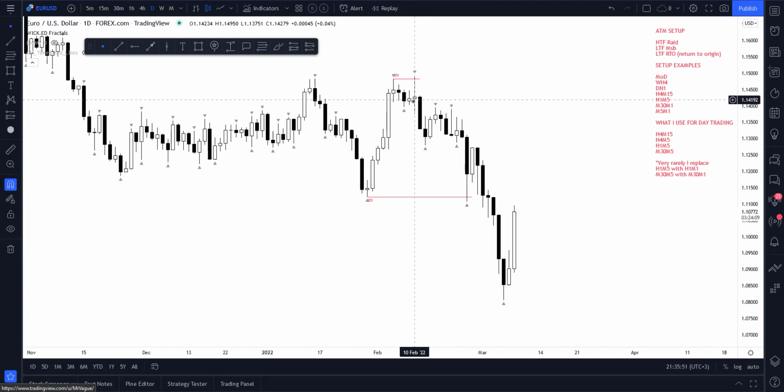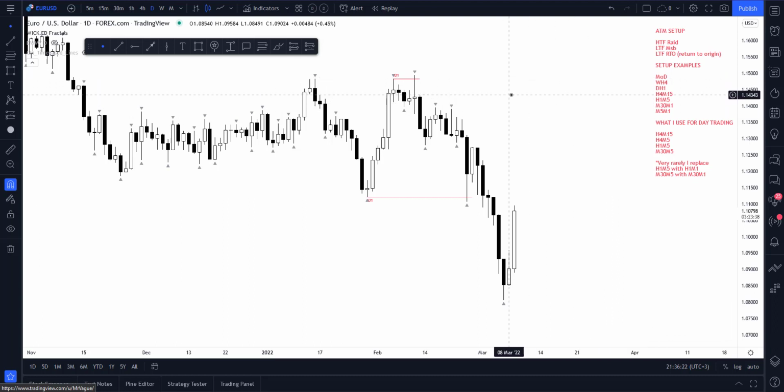After that, we go to the lower time frame and look for market structure break and the RTO to our origin zone. So as you see, I created a couple of templates here at the setup examples. MO means monthly to daily, weekly to 4 hour, daily to 1 hour, 4 hour to 15 minutes, 1 hour to 5 minutes, 30 minutes to 1 minute, 5 minutes to 1 minute. You can just make alternatives about this.